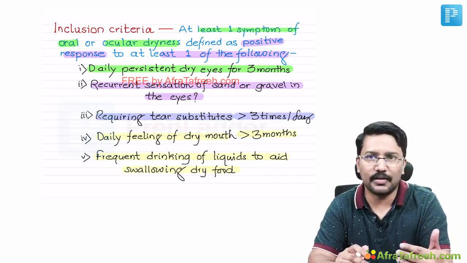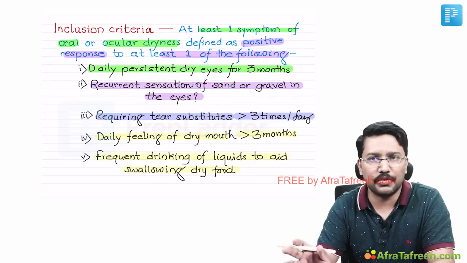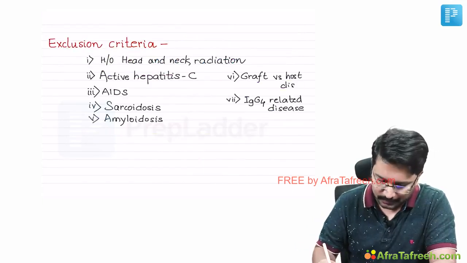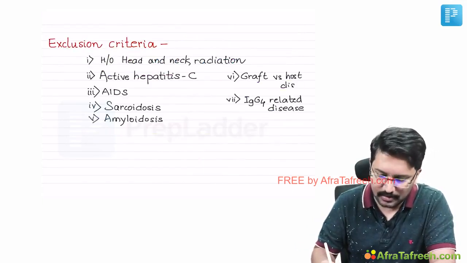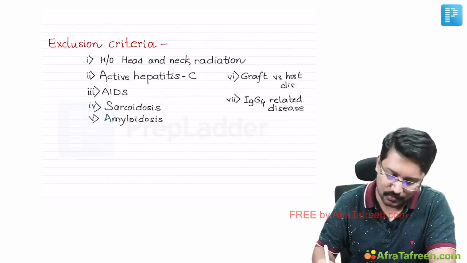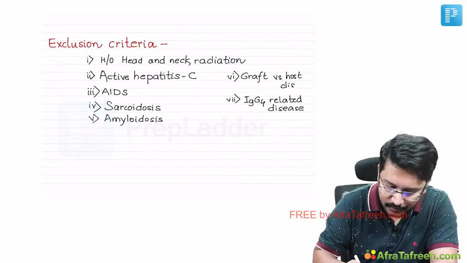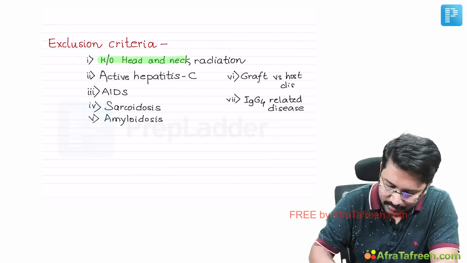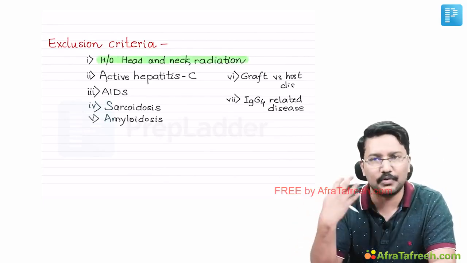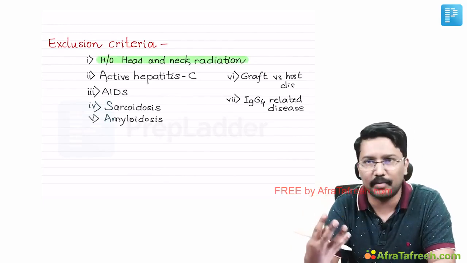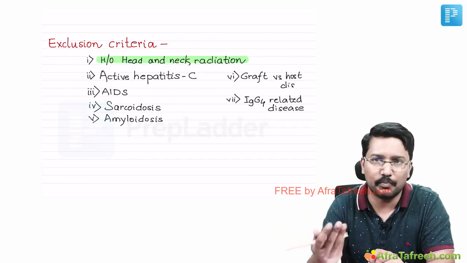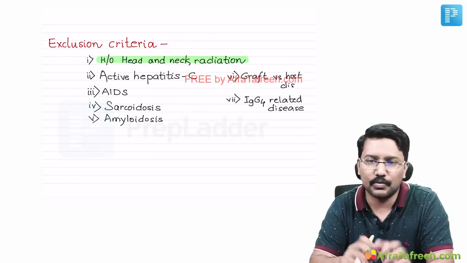Once we have made sure that the inclusion criteria is met, we should make sure that all the exclusion criteria are ruled out. What are the exclusion criteria? Exclusion criteria are basically the disorders which can mimic Sjogren's syndrome. So that includes a history of head and neck radiation. Obviously, that causes atrophy of the lacrimal and salivary glands, and that explains why these patients may experience dryness of mouth and lack of tears, right? So that should be ruled out.